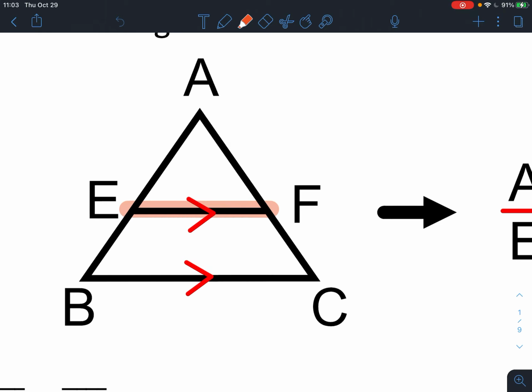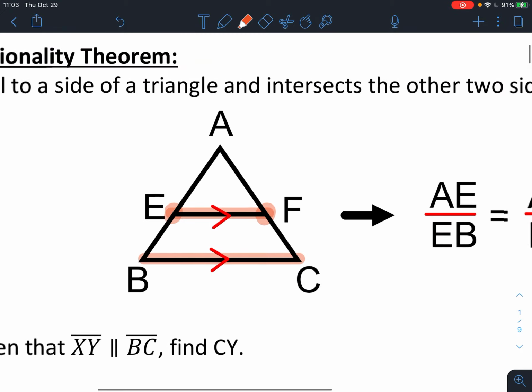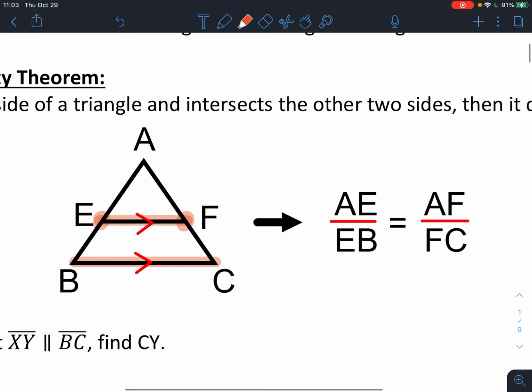If a line is parallel, that's what those arrows mean, to a side of the triangle, and it intersects the other two sides, it divides those sides proportionally. There's our proportion. AE over EB is the same ratio as AF over FC.